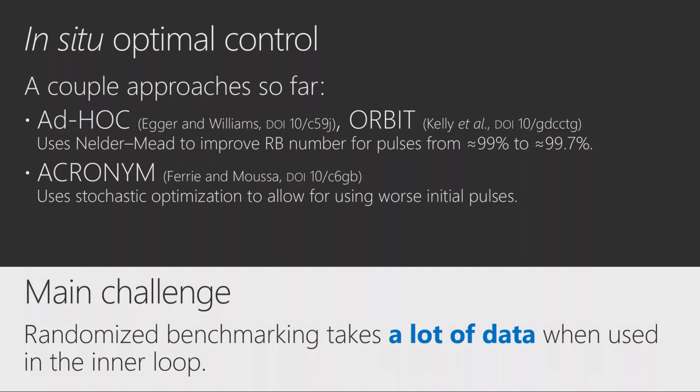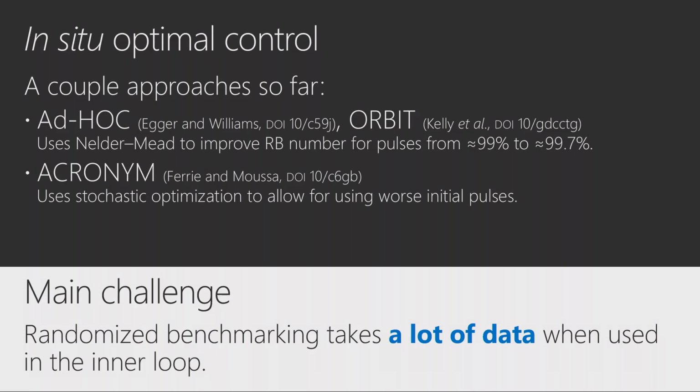So ad hoc and orbit, there are two algorithms that do this. They use Nelder-Mead on the control landscape to iteratively improve a pulse that you get from optimal control theory, maybe starting with around 99% fidelity, to something that looks a lot better, a lot closer to the kinds of qualities we need to get that error correction overhead down, something closer to 99.7%.